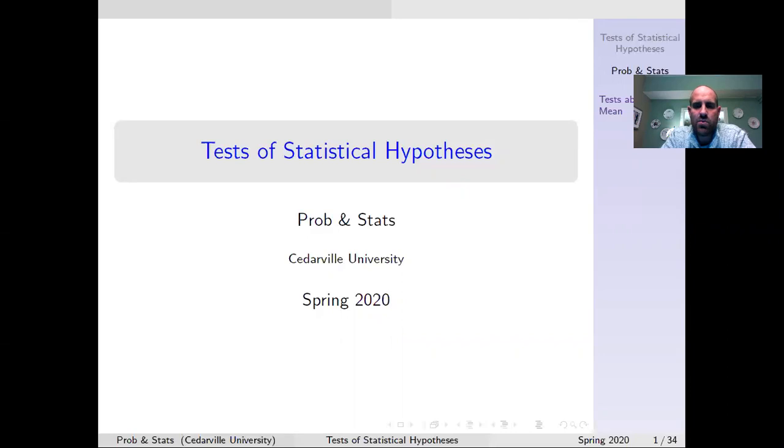Then we take that random sample and we see if that either confirms to some extent whatever it is that we think is true, or if it seems to fly in the face of it. If it flies in the face of it enough, then we will reject that hypothesis. Okay, so that is the essence of a hypothesis test.